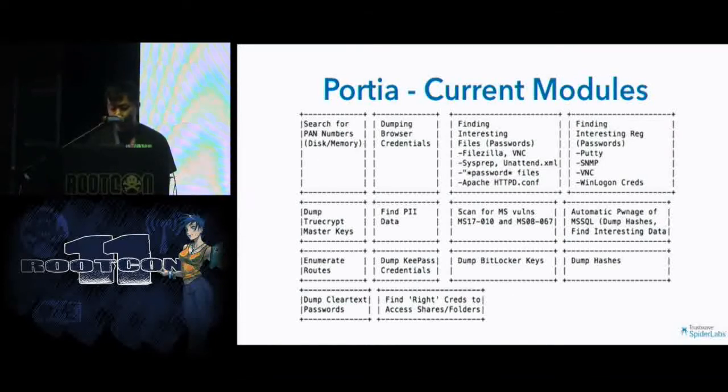And then it also scans for common Microsoft vulnerabilities like MS17-010 and MS08-067. It does automatic pwnage of the MSSQL server, so it tries to brute force the account, it dumps hashes, and it also finds interesting data in the database like card data or passwords. So you don't have to do anything, just run a command against it. It tries to enumerate routes and look for routes to the JSON network or other segmented networks that you do not have access to.